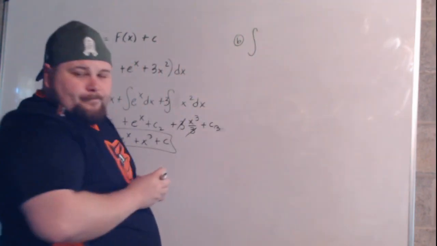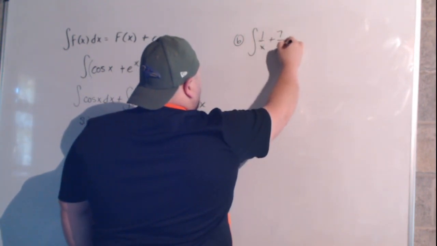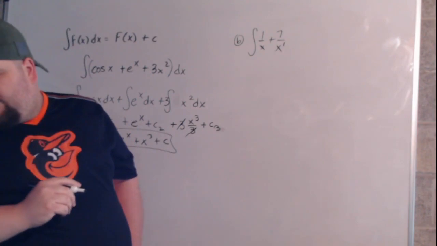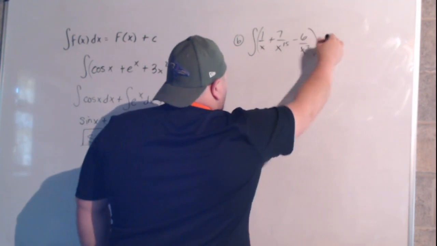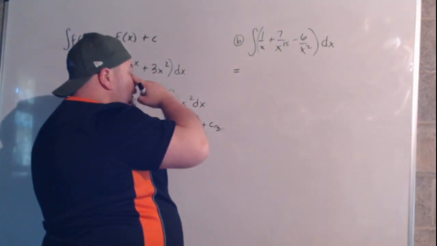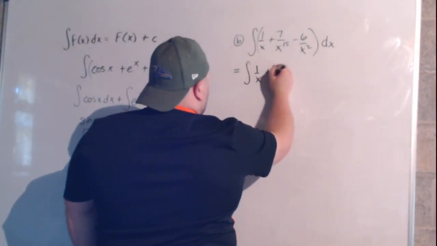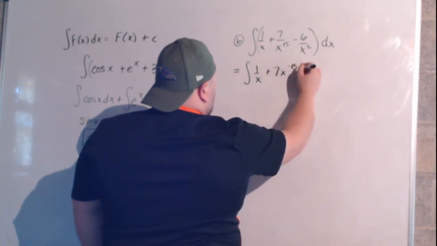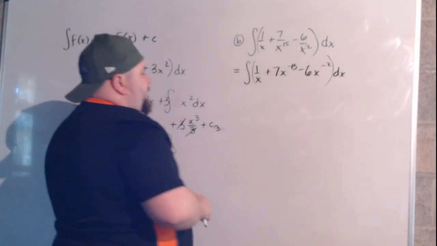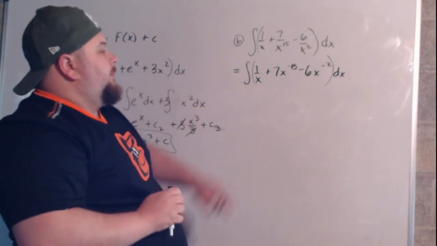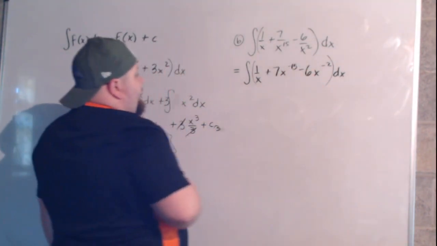Integral 1 over x plus 7 over x to the 15th minus 6 over x squared dx. So before I integrate anything, I'm going to rewrite these second two, being careful not to rewrite the first one. Right, that is natural log. These two I have to write as negative powers.